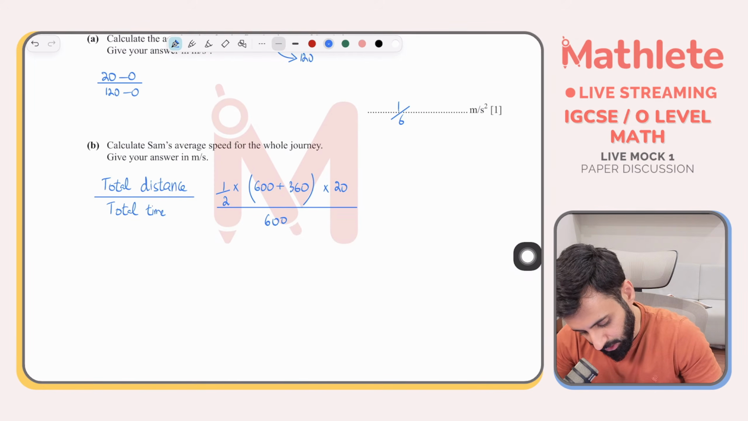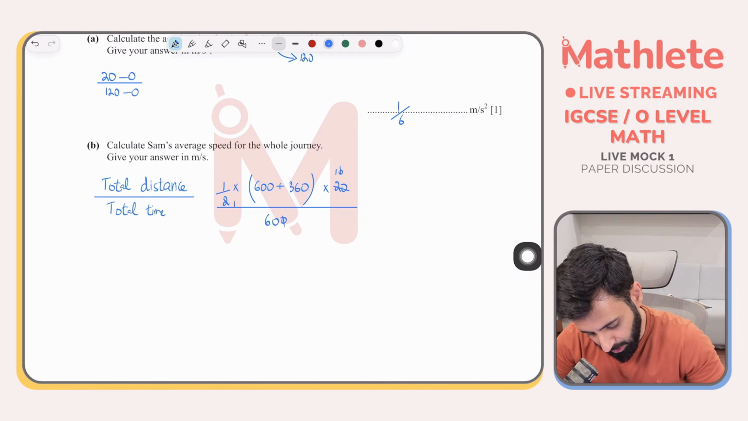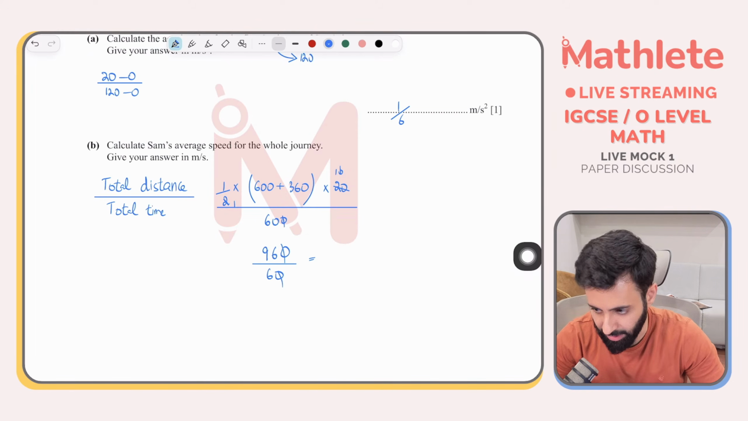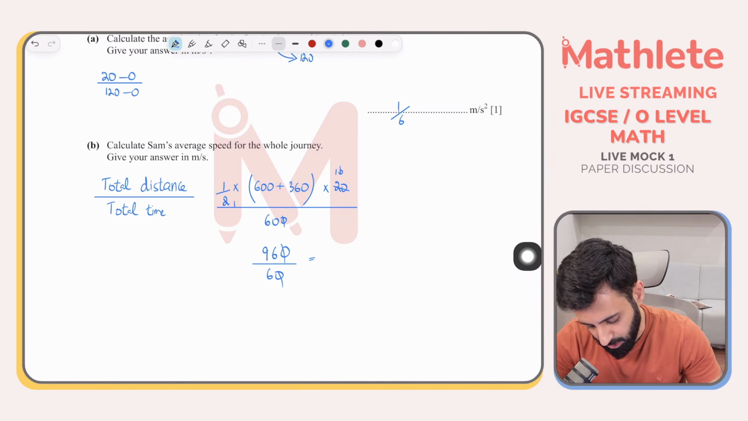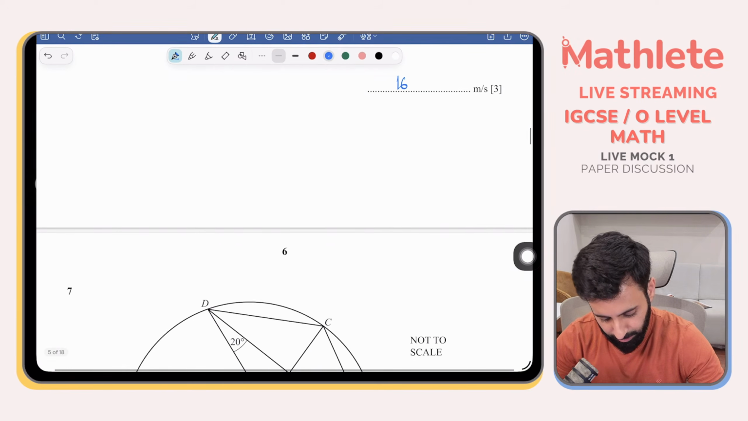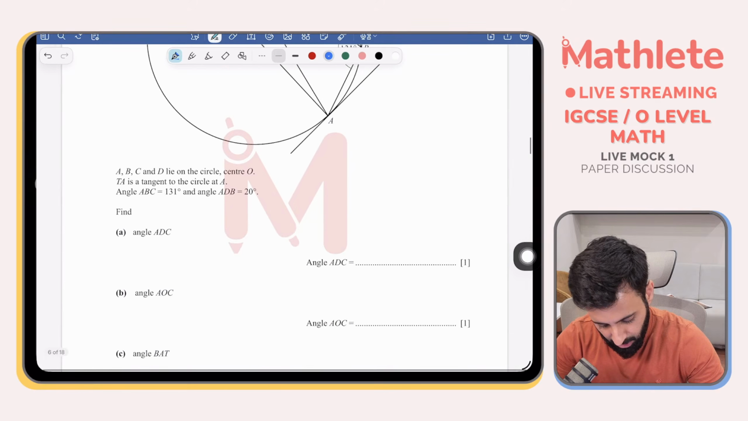Okay. So 2 ones are 2, 2 tens are 20. Cross out the 0. So 60 plus 360, that's 960 divided by 60. Cross this out. 6 divided by 96. That is equal to 16 meters per second. That's it. Now, question number 7.